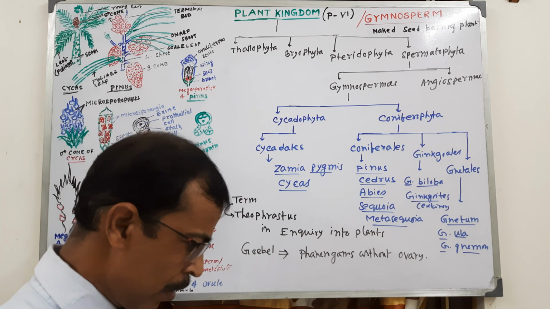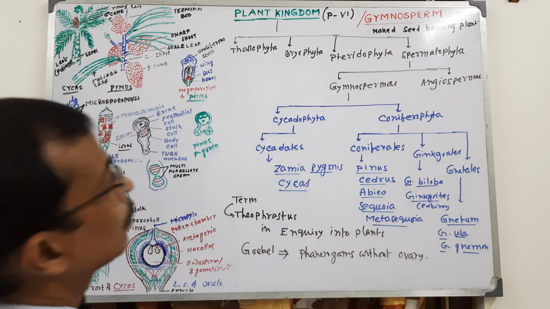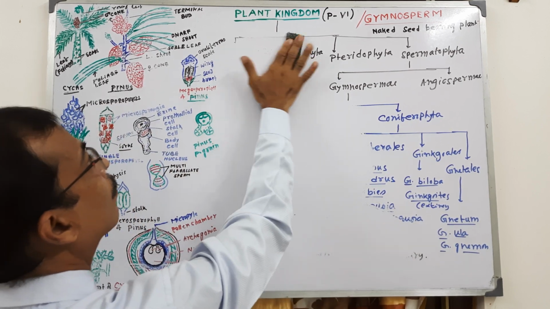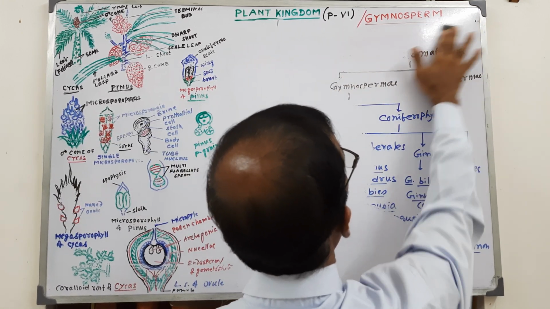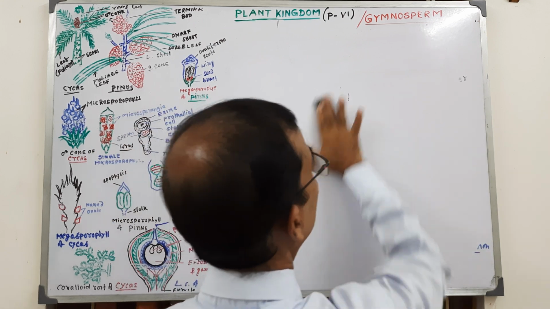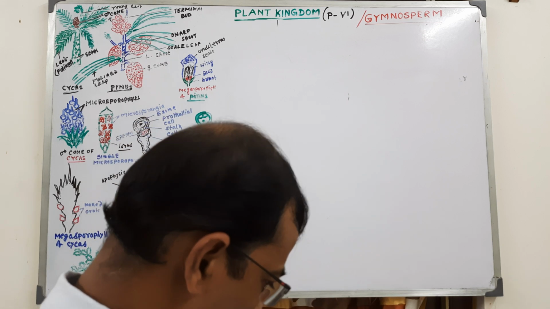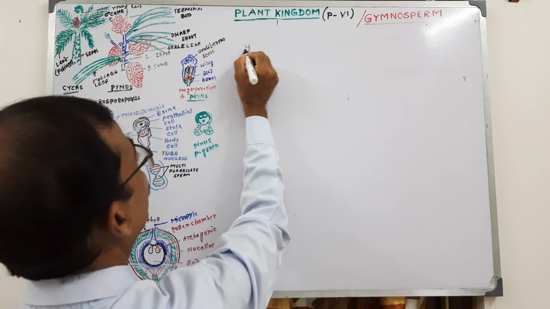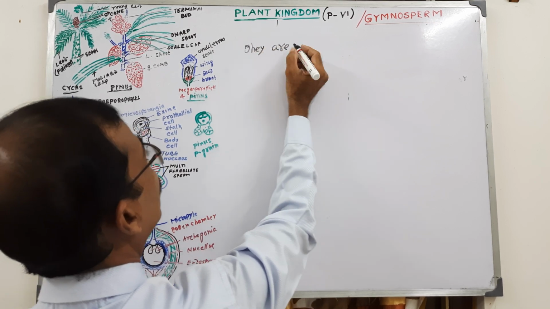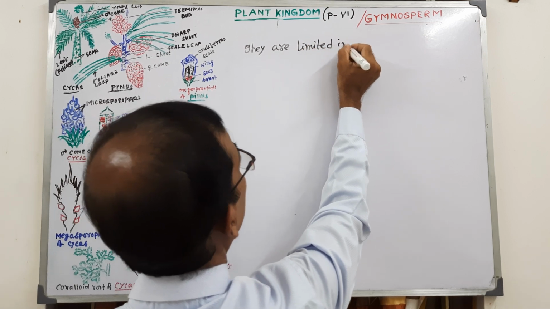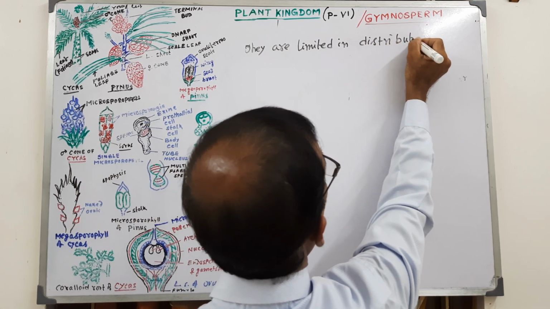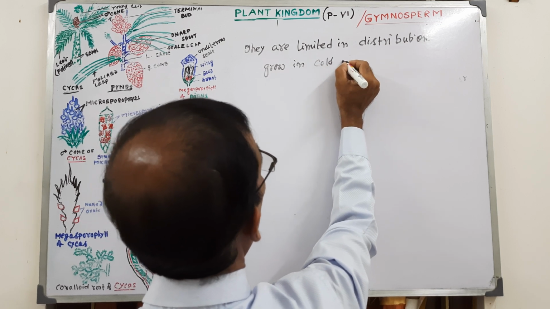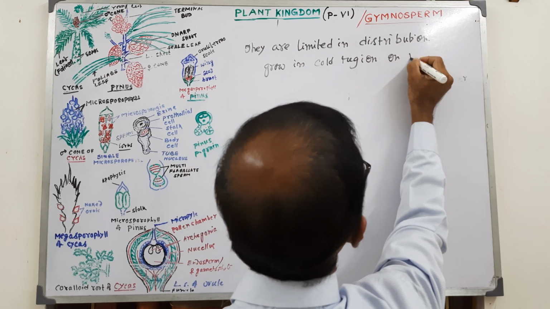Next, the salient characteristic features. Gymnosperms are naked seeded plants and they are limited in distribution, because they grow in cold regions on mountain slopes.